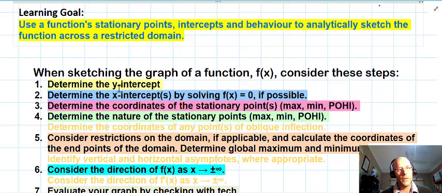So our learning goal is we're using a function's stationary points, the intercepts, and the behavior, what we call the behavior of the curve, to analytically sketch the function across a restricted domain. Okay, so that's what the example is going to show.